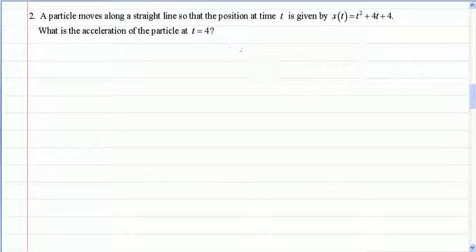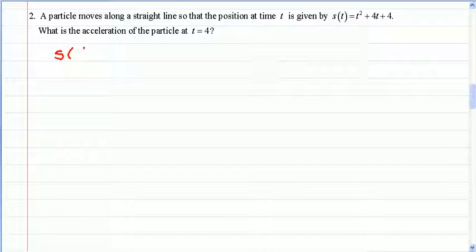For number 2, a particle moves along a straight line so that the position at time t is given by s of t equals t squared plus 4t plus 4. What is the acceleration of the particle at t equals 4? So we will be finding a of 4.